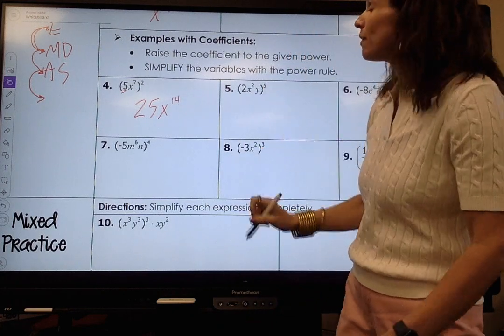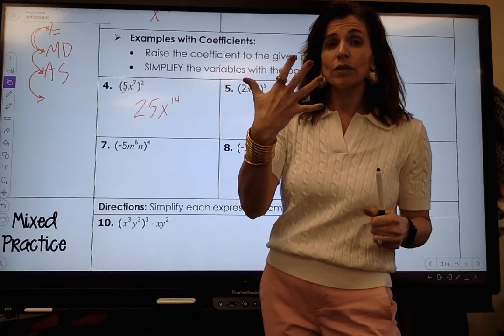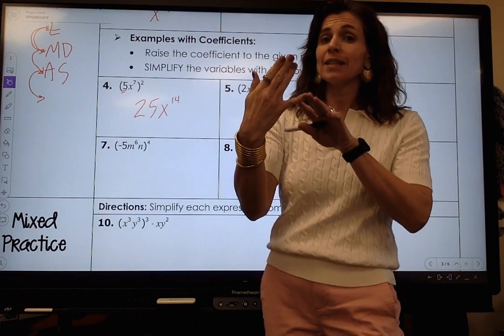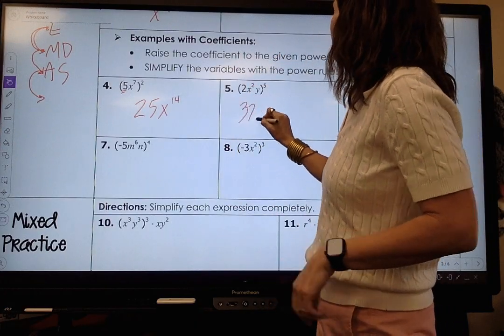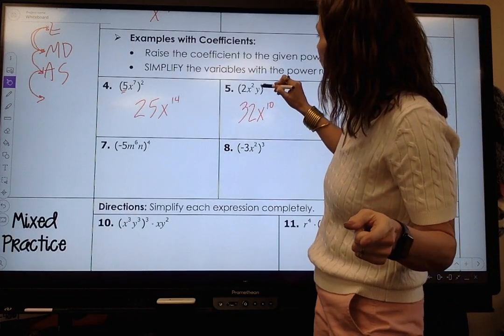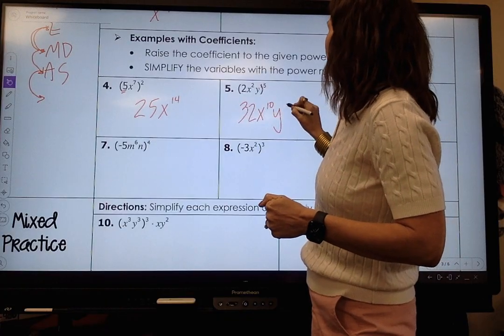Here I have 2 to the 5th. 2 to the 5th is 2 times 2 times 2 times 2 times 2. 4, 4 times 4 is 16, 16 times 2 is 32. And then these multiply: x to the 10th. Be careful here. There's a 1 there. So I get y to the 5th.